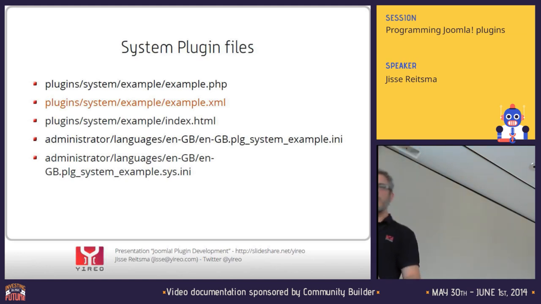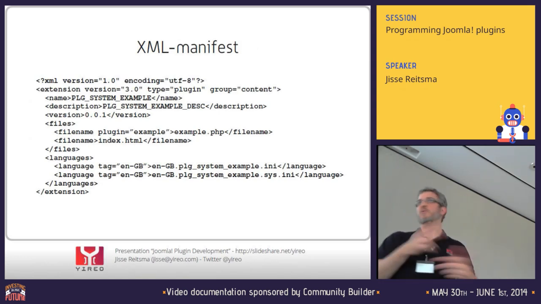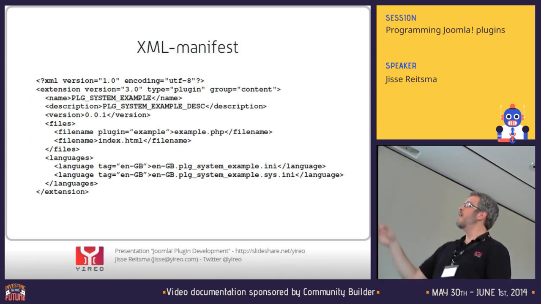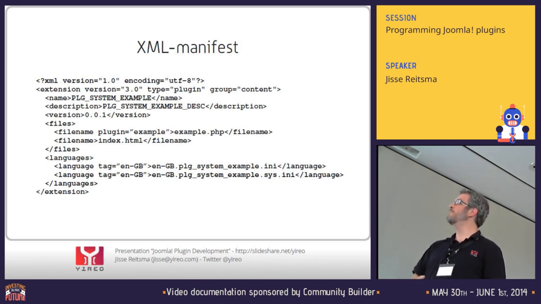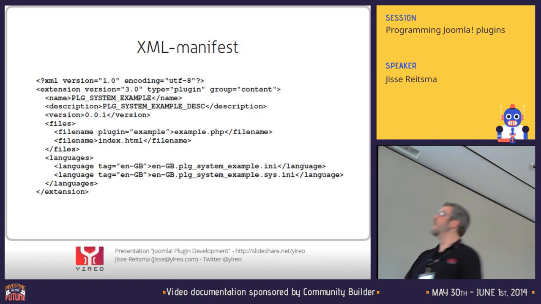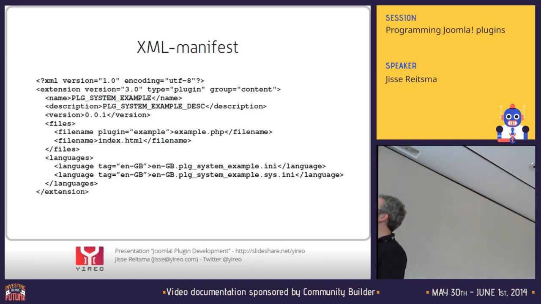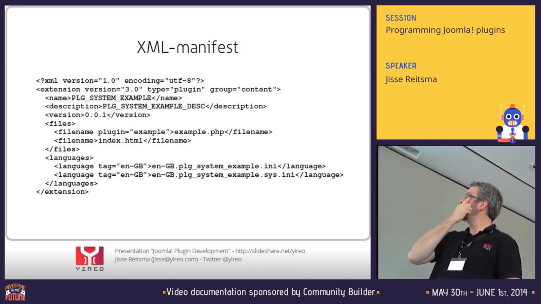Next in line comes the XML code. If you're familiar with building your own template or building a component or any other Joomla extension, the XML file contains all the information Joomla needs to install your own plugin. So it's actually like the definition file for your extension. And while with the template it mentions type is template, now it mentions type is plugin. The group where your plugin is belonging is also defined there.